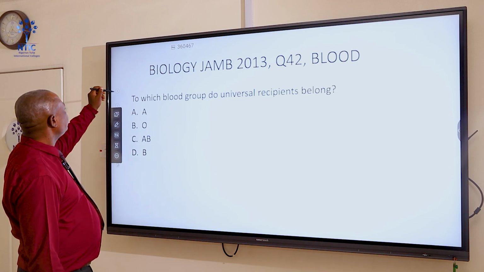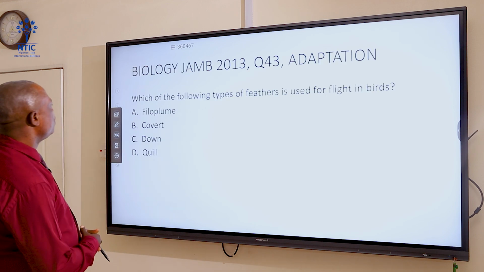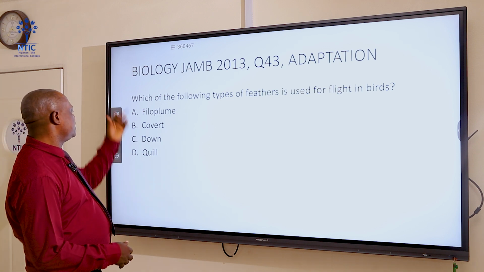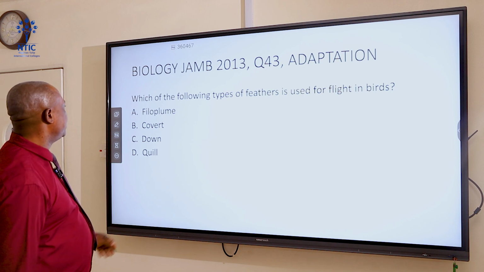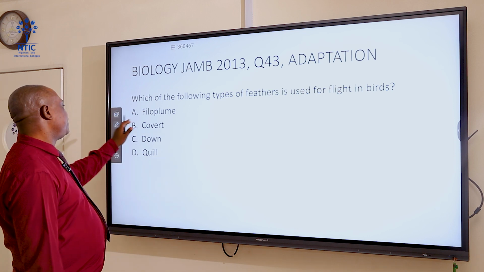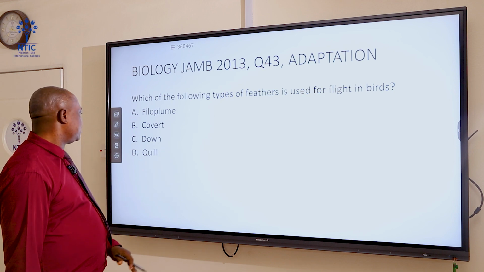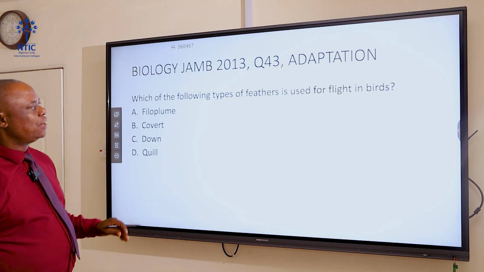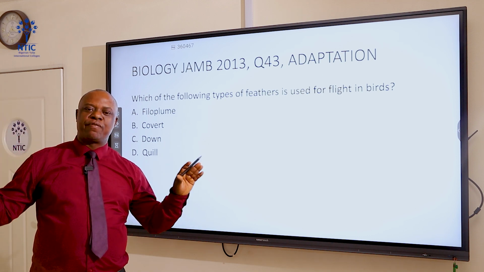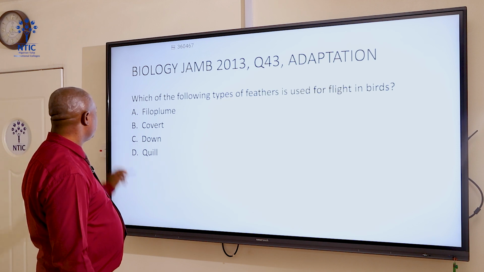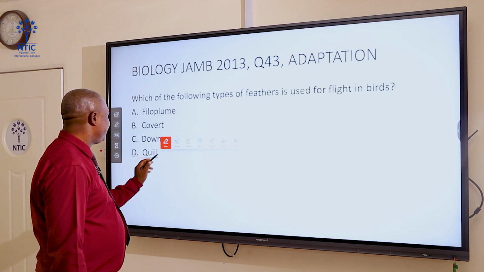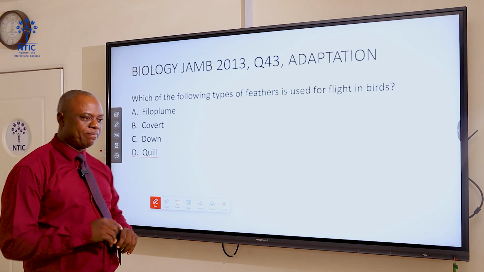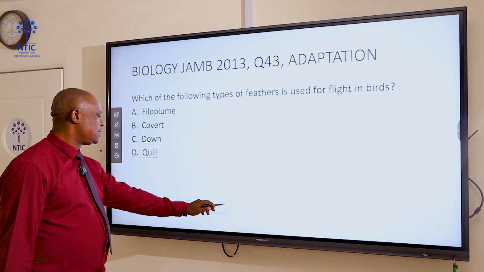Question number 43. Which of the following type of feather is used for flight in birds? All these are types of feathers in birds. You have the filoplume, you have the covert, you have the down, and you have the quill. But the one found in the wings of the birds which they use for flight is option D, the quill feather.